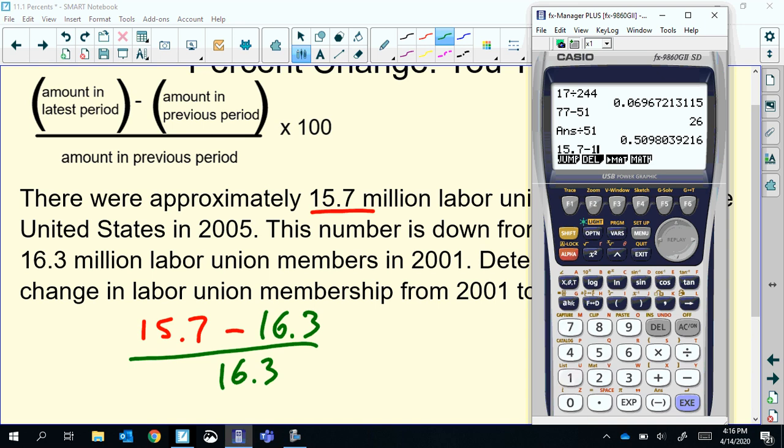So this one's going to be negative because it went down. It decreased from 16.3 to 15.7. So we get a negative number there. We have not yet divided, so now divide by 16.3.